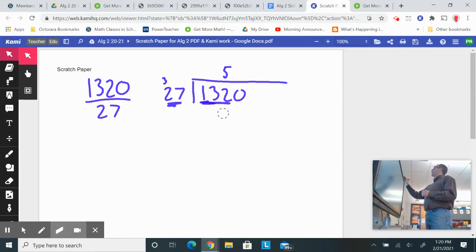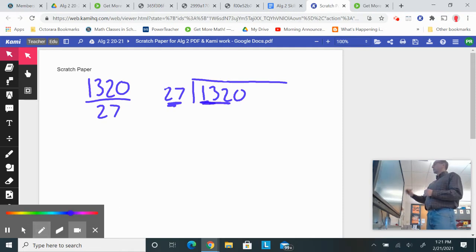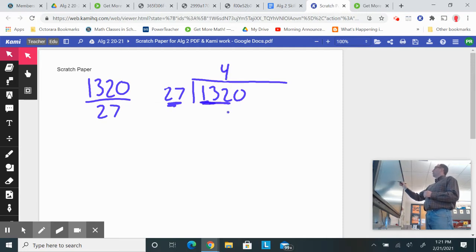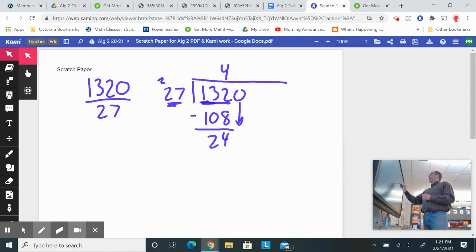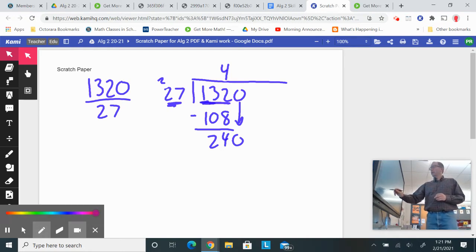So we just erase the 5. 5 was too big. We're going to go to a 4. And when you multiply 4 times the 7, it's 28. Carry the 2. 4 times 2 is 8, and 2 is 10, so 108. Subtract, you get 24. Bring down the 0. So now you have the 27, you're looking at the 27 here, into the 240.